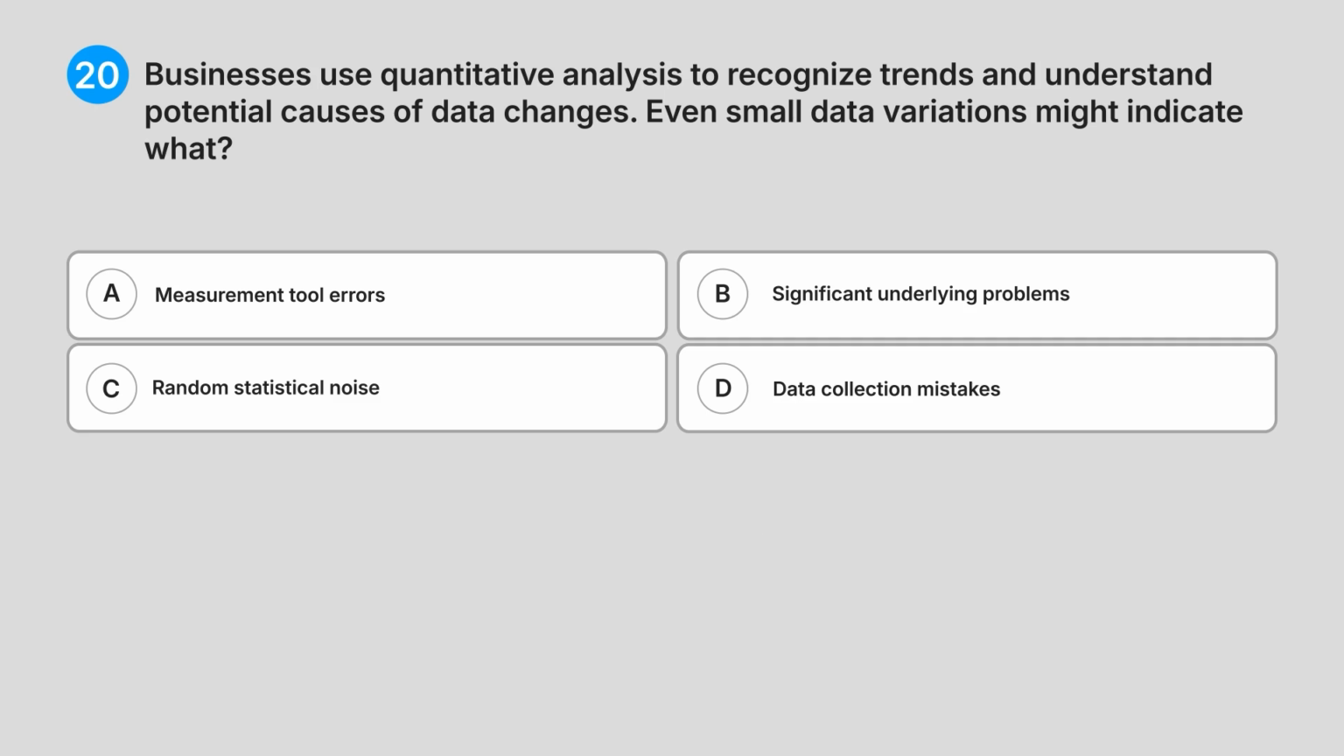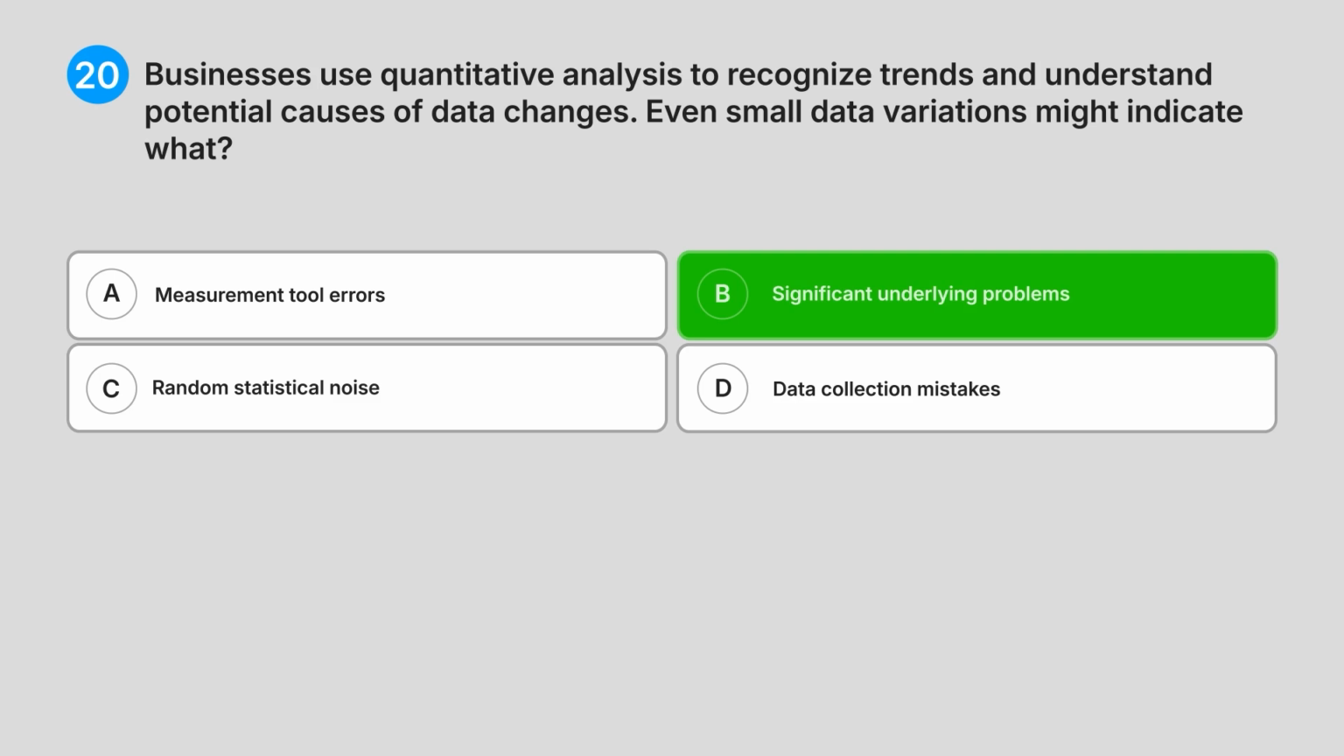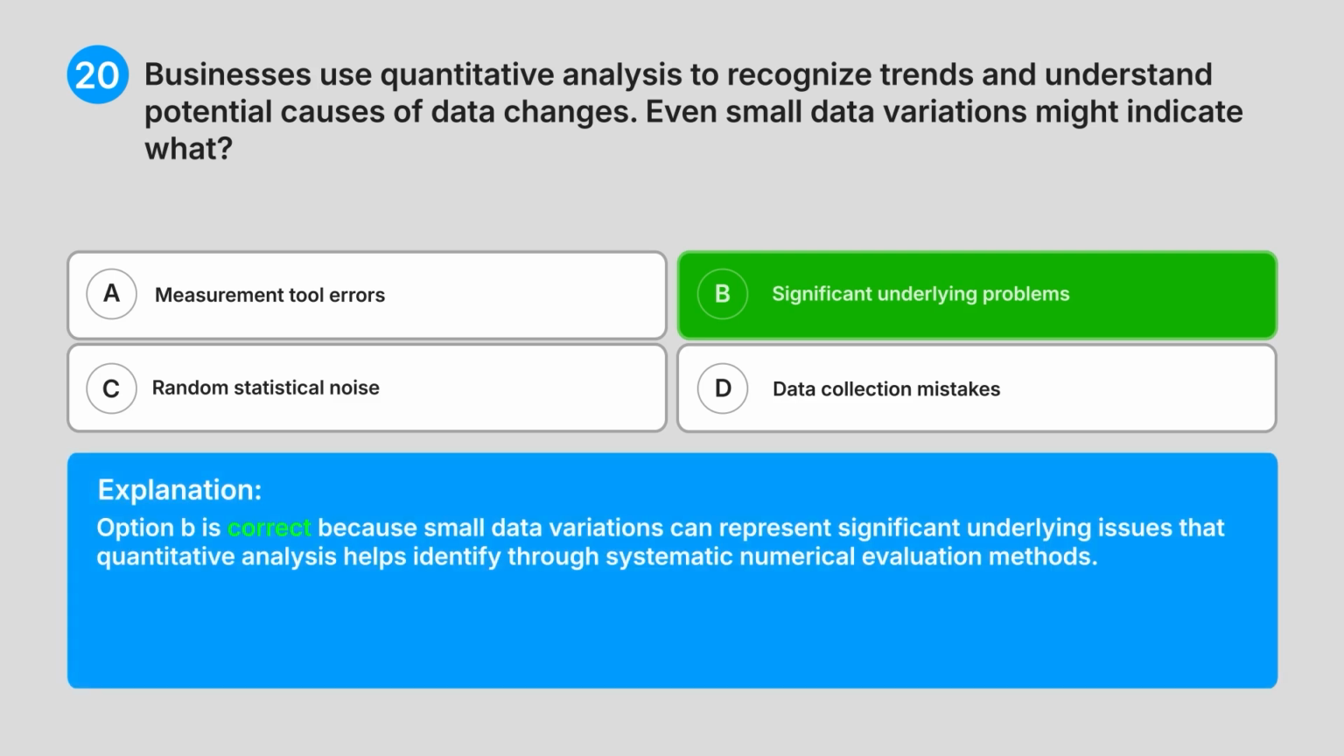Correct answer, B. Significant underlying problems. Explanation. Option B is correct because small data variations can represent significant underlying issues that quantitative analysis helps identify through systematic numerical evaluation methods.